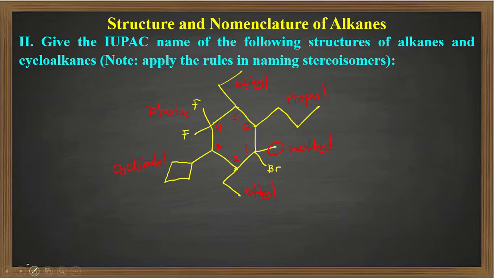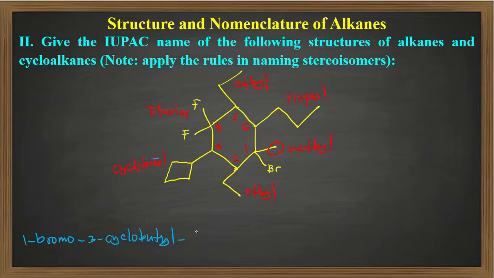So let's have first the bromo. So the name for this compound will be 1-bromo. Next to B is C. Okay, so we have cyclobutyl. Okay, cyclobutyl in carbon number 3. So this will be 3-cyclobutyl, followed by E comes before F. E comes before F.